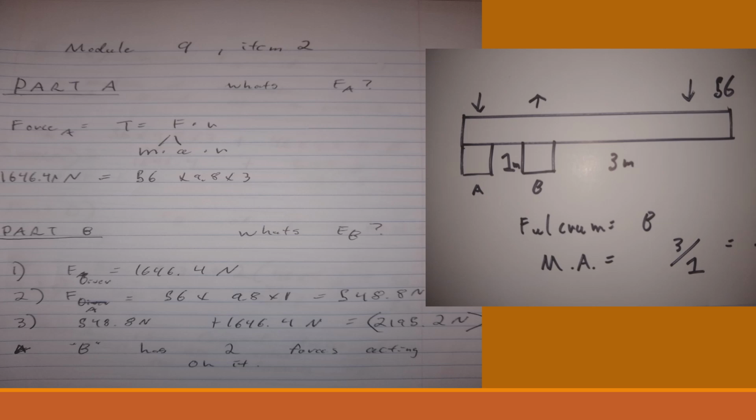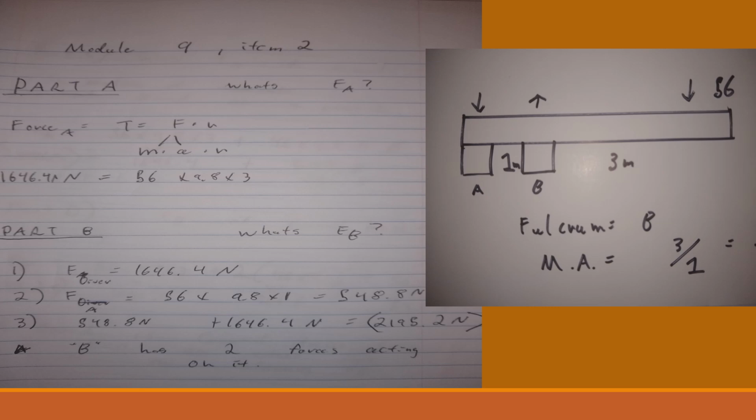So for part A, it's very easy. It's just T equals force times R. Force being mass times acceleration. We have 56 kilograms times the force of gravity, which is what is exerted on the diver. And our mechanical advantage, our R, is 3, because we choose to use B as a fulcrum between A and the diver. The diver would be our input arm, and the distance between A and B is our output arm.